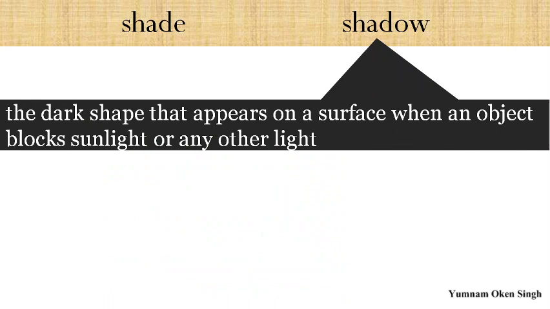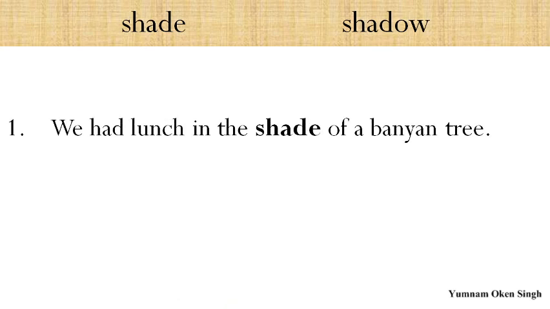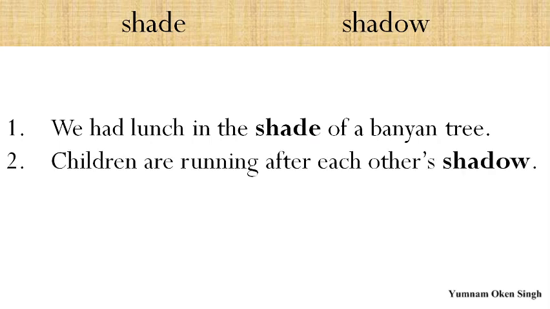And shadow is a dark shape that appears on a surface when an object blocks sunlight or any other light. Let's look at the picture here. You look at the lady here. The lady is looking at not shade, but her shadow. To further explain the difference, let's see here. We have lunch in the shade of a banyan tree. At the same time we can see children running after each other's shadow.